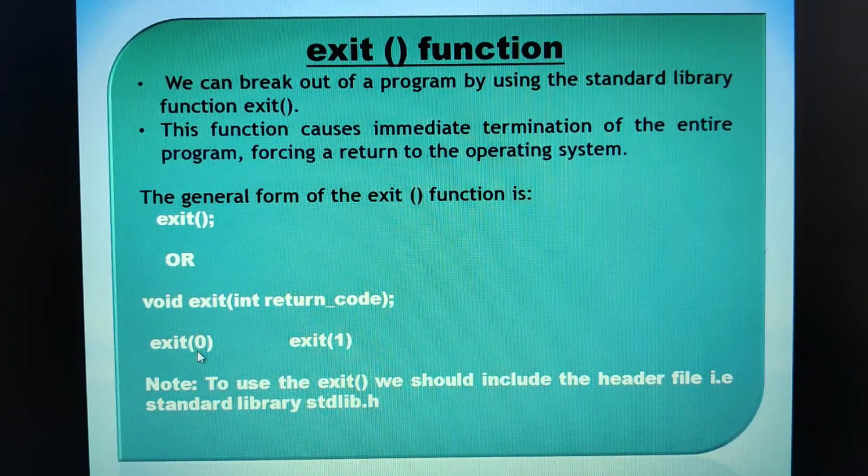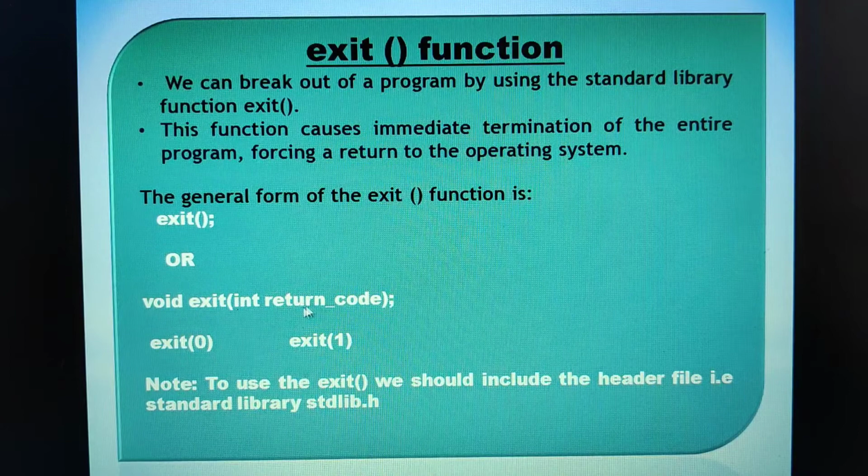On successful execution of the program, the exit function would return 0 to the operating system. On unsuccessful execution, or if any error or undesired results have happened, then exit of 1, an integer value, will be returned to the operating system. I hope children you are able to understand.